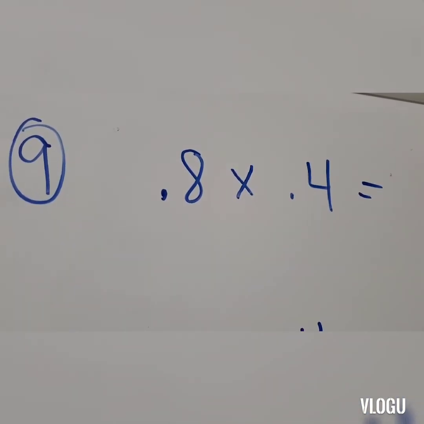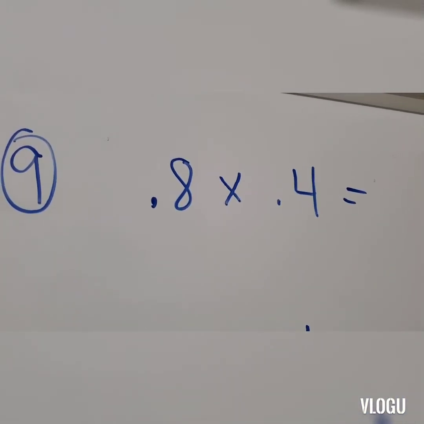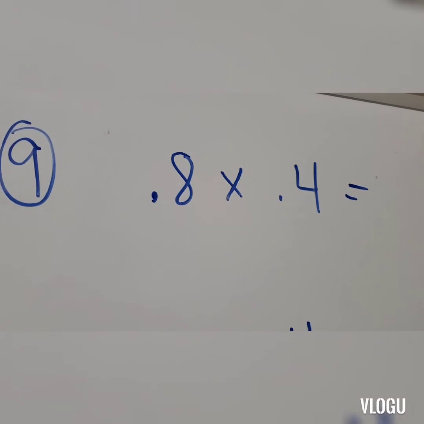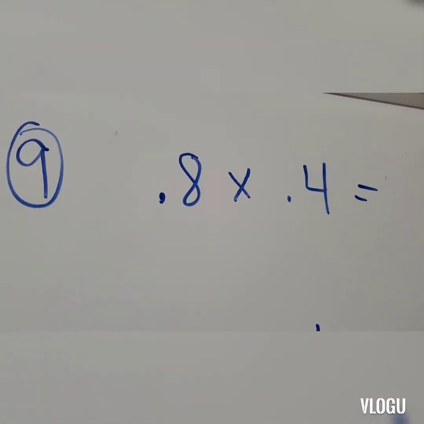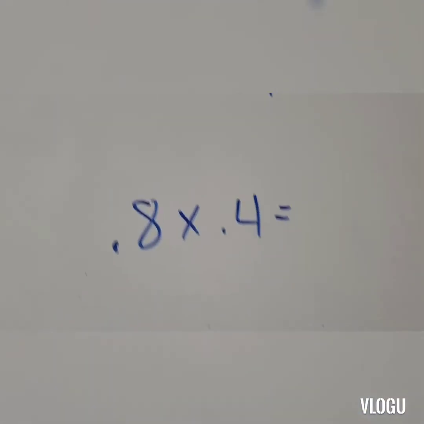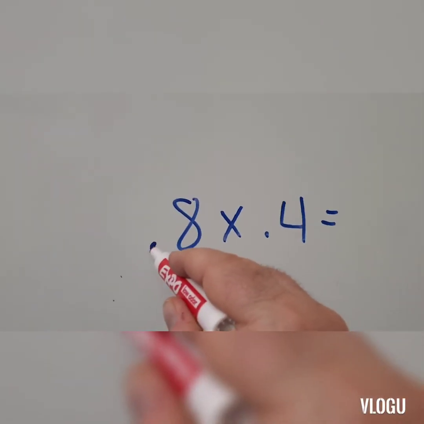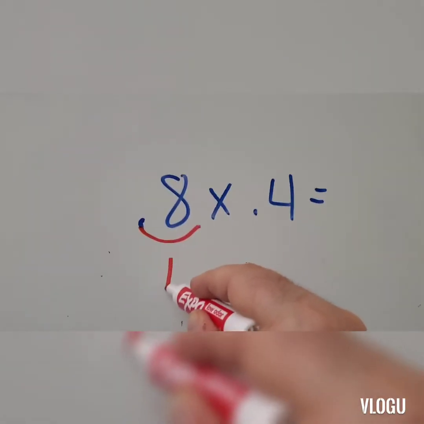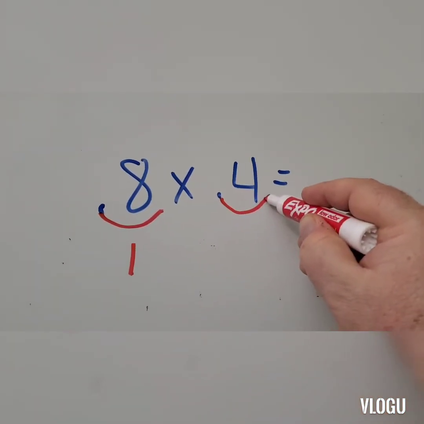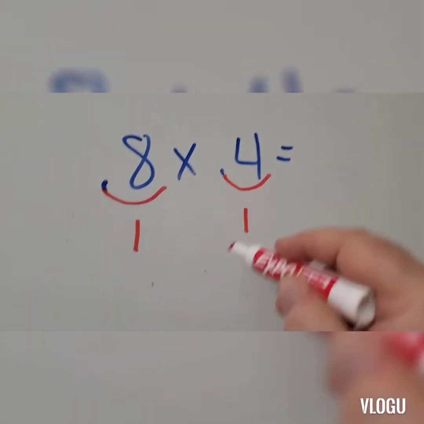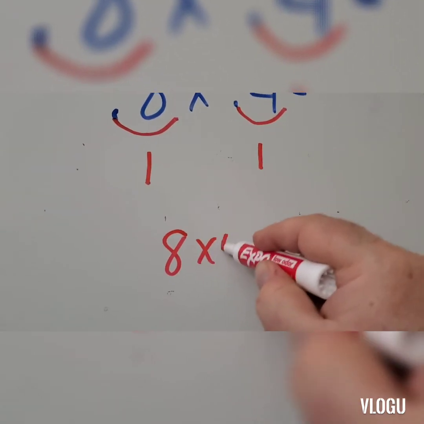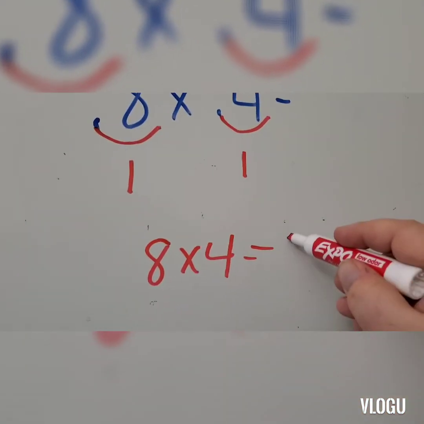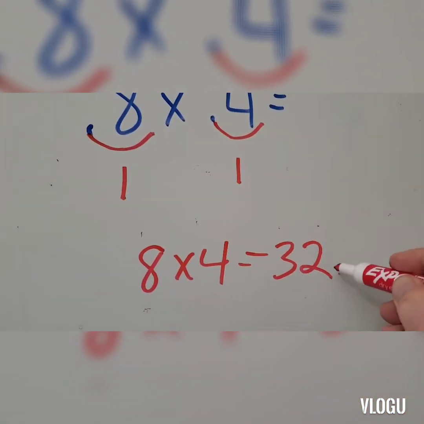After several challenging ones, I decided to give you a break. Have one that was really pretty easy. Hopefully we can do this okay. We're looking at 0.8 times 0.4. I need to move a decimal 1 spot here and 1 spot there to make that just an 8 times 4. 8 times 4 is 32.